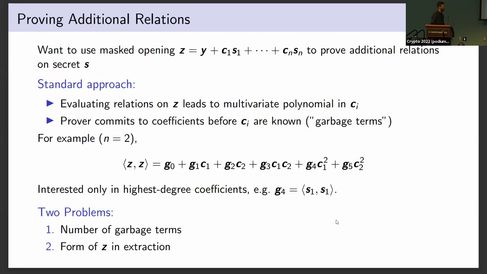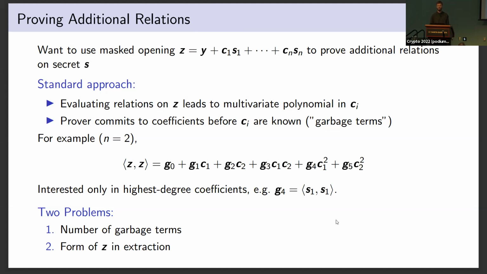But of course, the problem we need to solve based on this is that we need to be able to prove linear and quadratic relations on the s_i vectors. And here, of course, the standard approach is that we use this mask opening z. For essentially every relation that we want to prove on one of the s_i, we just evaluate this relation on z, which we view as a formal polynomial in the c_i. And then what this gives us is a multivariate polynomial in the c_i.